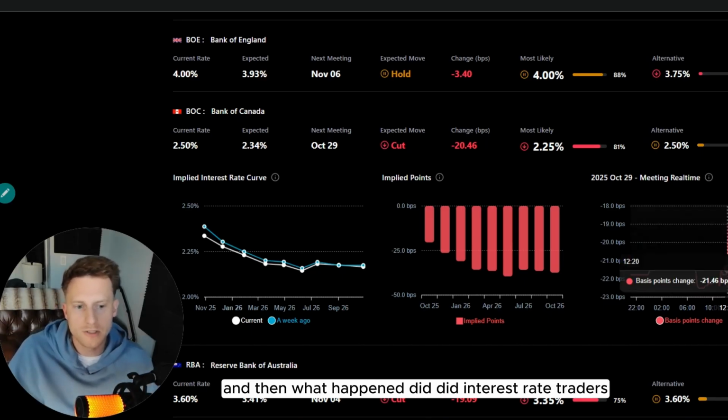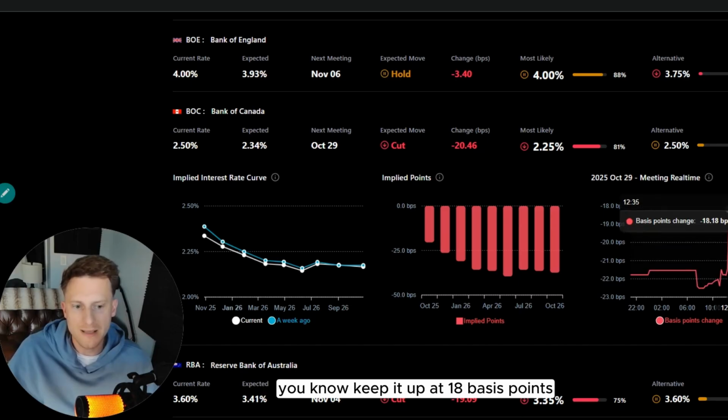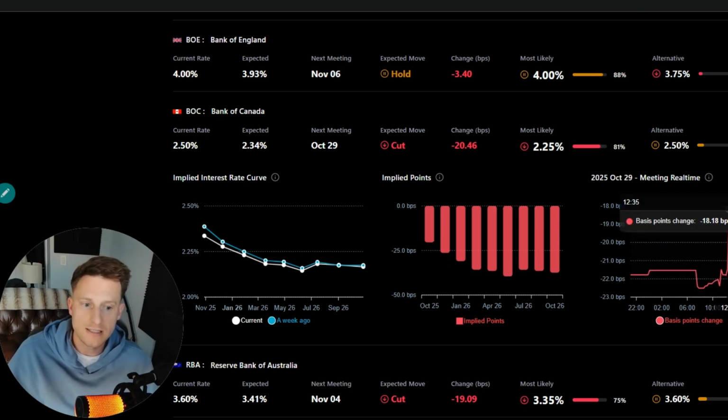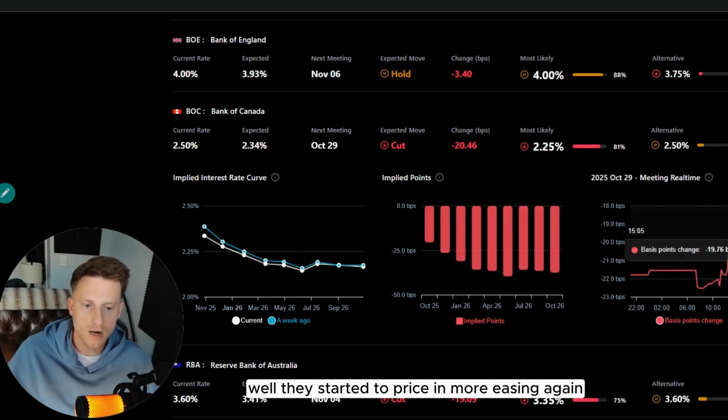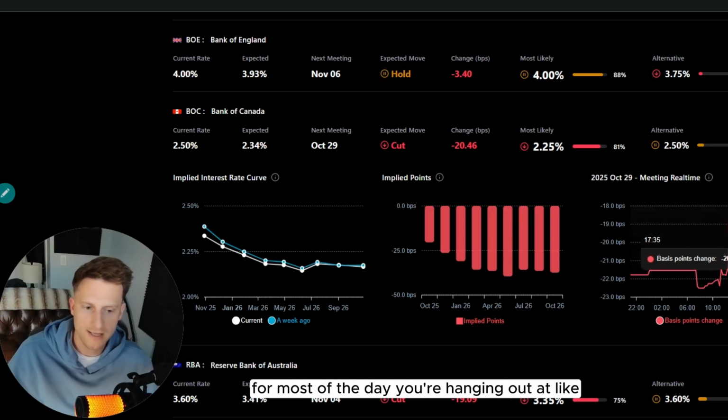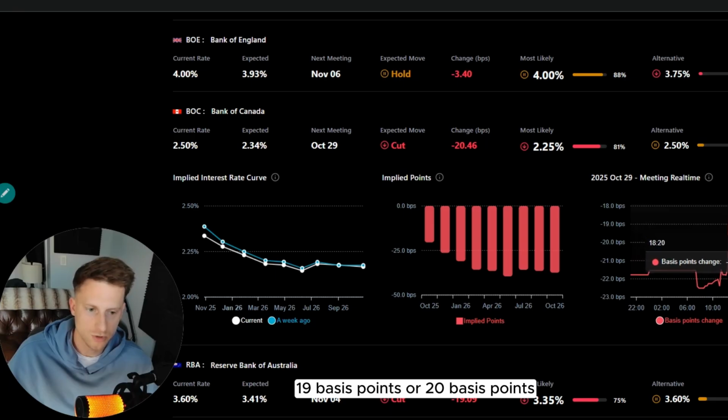And then what happened? Did interest rate traders keep it up at 18 basis points and then continue to price out a cut and make this go down from 90 to 80 to 70 to 60? No, they didn't. Instead, they started to price in more easing again. And so for most of the day, you're hanging out at like 19 basis points or 20 basis points.